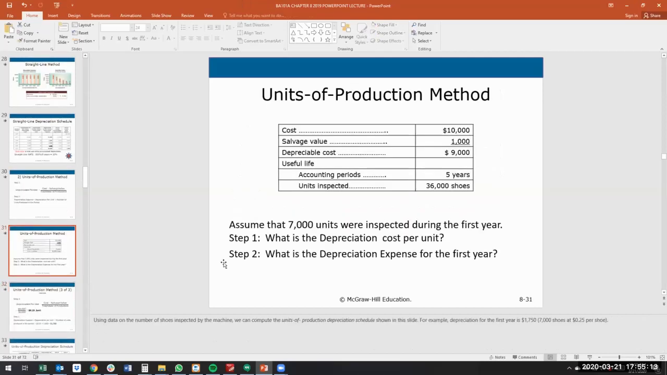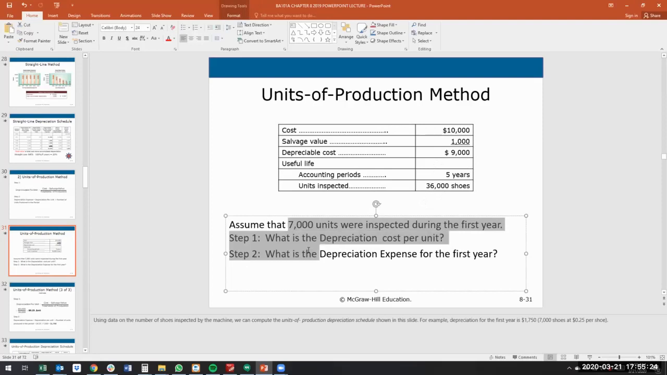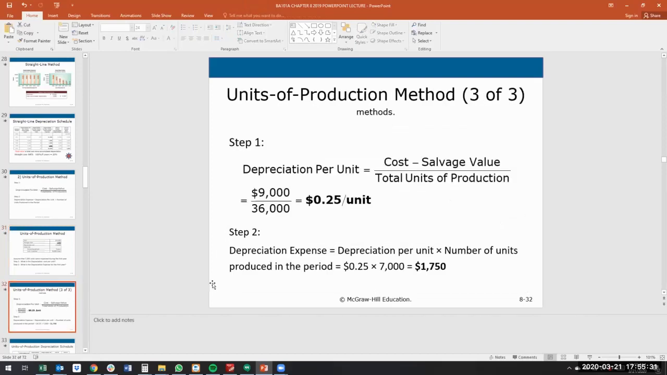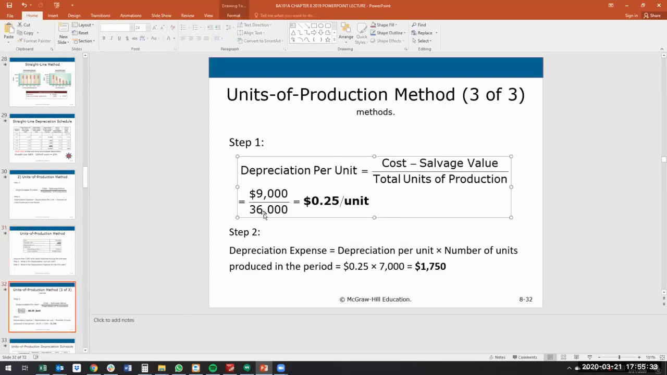So same here, 9,000, 36,000 shoes. So we figure out how much depreciation expense per shoe. We just take the 9,000 divided by the 36,000 shoes. And then if we use 7,000, we determine the depreciation expense by the 9,000 divided by the 36,000 multiplied by the 7,000, which you'll see here. 9,000 divided by the 36,000 equals 25 cents a unit times the 7,000 is your 1,750. So again, it's relatively simple calculation, just making sure you memorize how to derive it.